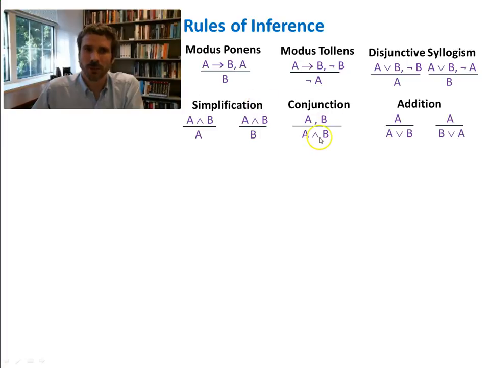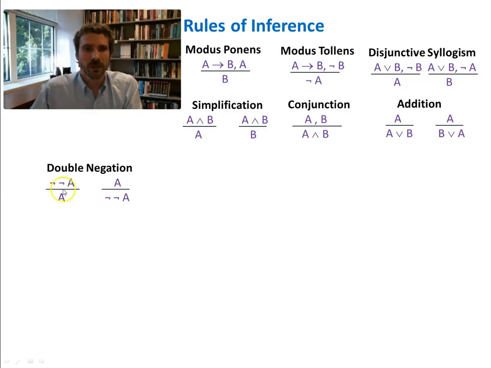Let's review all of our rules of inference. Modus ponens, modus tollens, disjunctive syllogism, simplification, conjunction, and addition. There are some more, right? So here's double negation, which is useful if we ever need it. If you have not A, you can conclude A. If you have A, you can conclude not A. This will come in handy. Contradiction: if I have A and not A, I can conclude false.